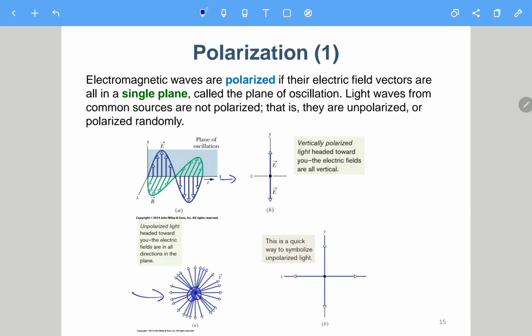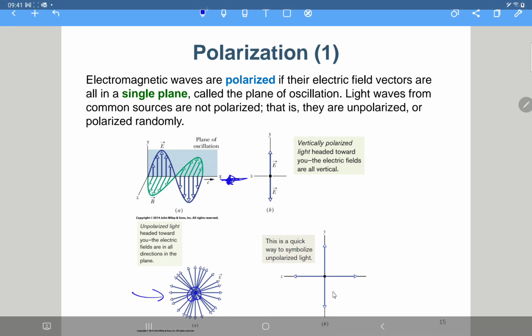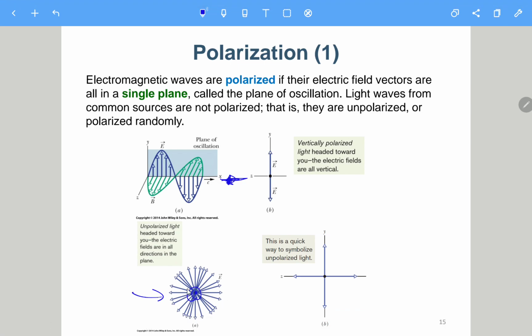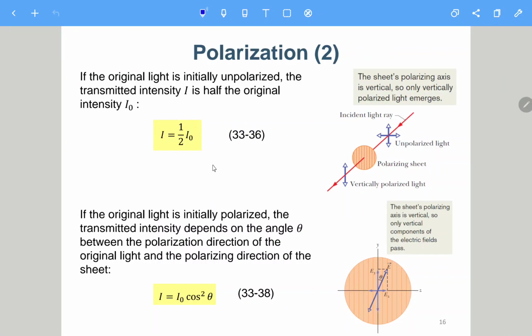And if you see this from this direction, you will see the E field oscillating like this. You will not see the other directions of the E field like this one. Okay, so it is also possible to mention it like this. If you combine all of them together, you will see some of them are in the vertical direction and some of them are in the horizontal direction. So this is unpolarized. Okay, so this is the interesting stuff.